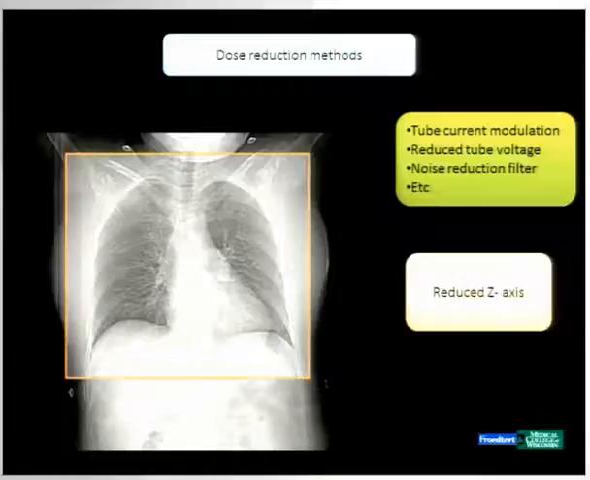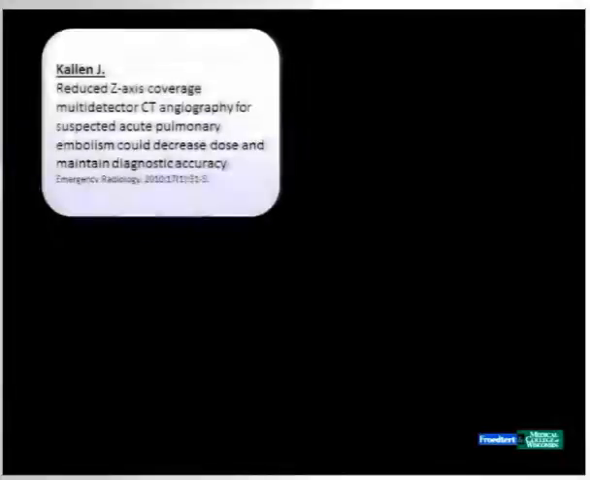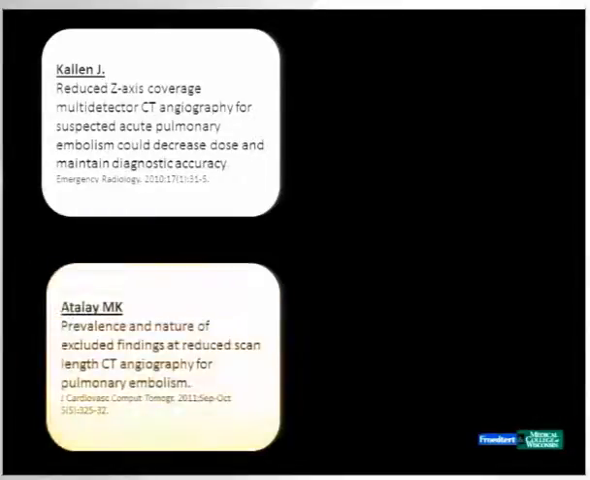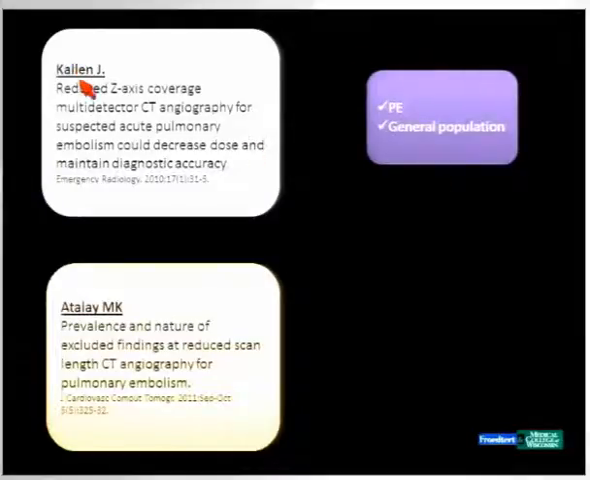Instead of scanning the entire chest, we scan from the aortic arch to the base of the heart or the top of the diaphragm. Now, mind you, this is not a new technique. There is always a concern whether we are going to miss any important diagnosis. People have looked at this method in different ways. Callan's group and Atali's group looked at very specific findings.